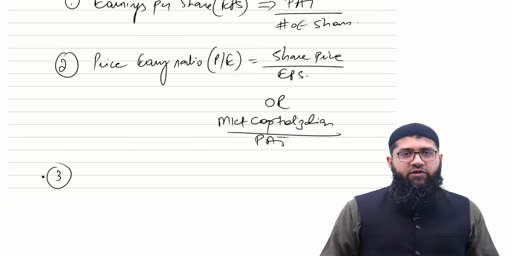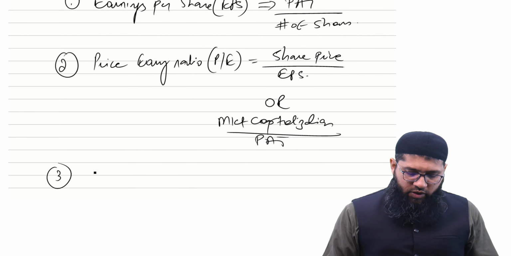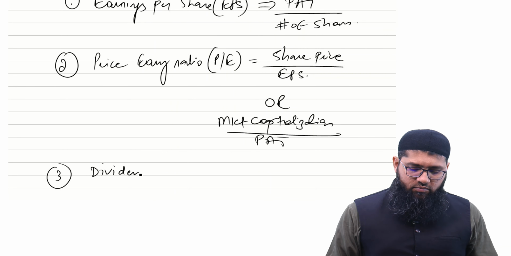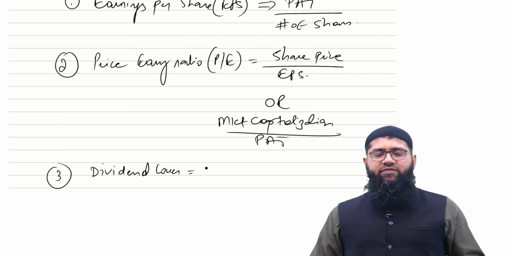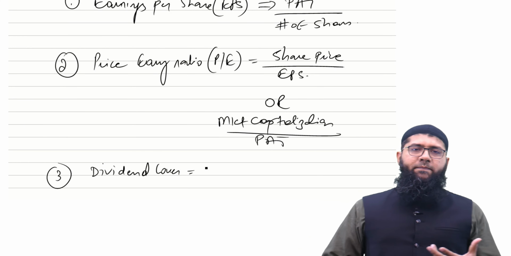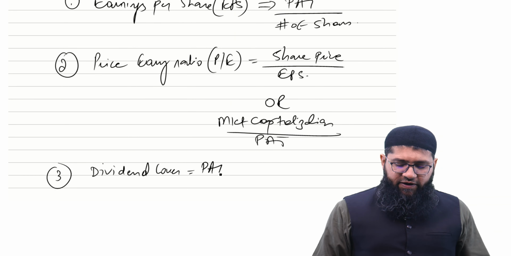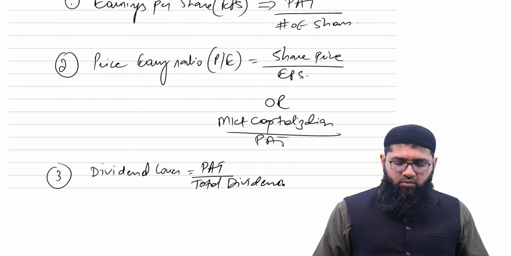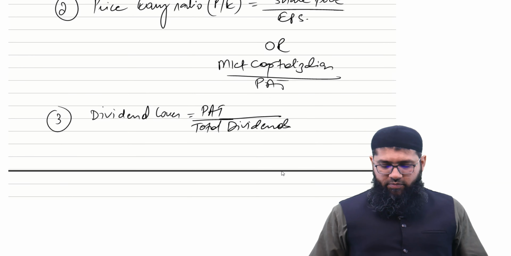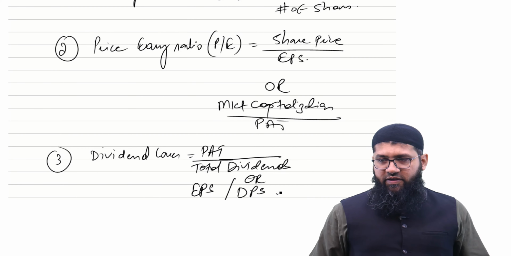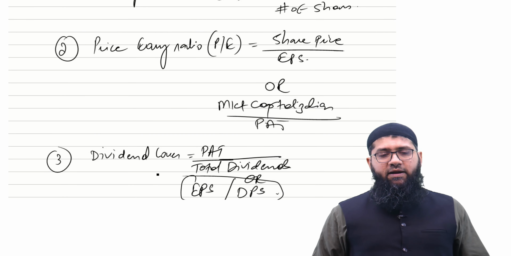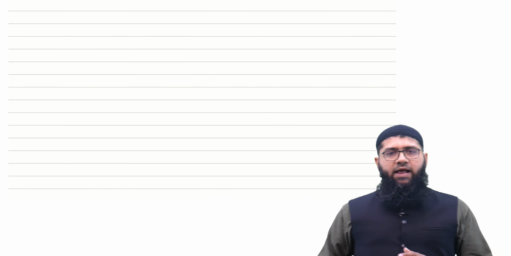Then you have got the third ratio. And what is that third ratio? The third ratio is the dividend cover. When you talk about the dividend cover, again it's just like interest cover. It's the number of times the dividend could be paid from the existing earnings. So it's profit after tax divided by total dividends. This is for the whole company. Or alternatively, you would have EPS divided by DPS, which is the earnings per share divided by dividend per share. That's also one of the ways of calculating it.